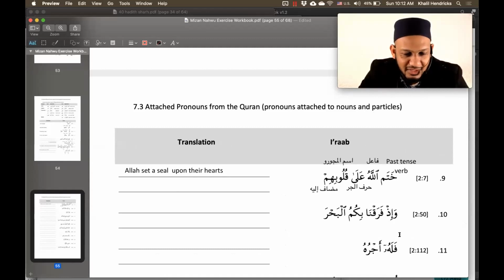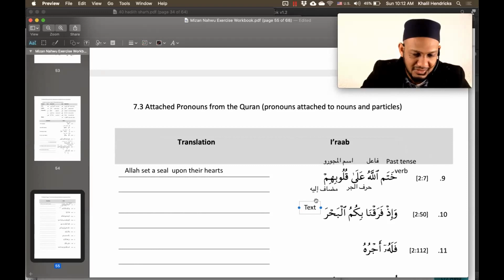So Bismillah. وَإِذْ فَرَقْنَا بِكُمُ الْبَحْرَ. Bismillah. Sister Wasima, do you want to go? I saw you the last time. I'm going to try and go. Bismillah. We can start the translation first, and then we can go to analysis afterwards. Okay.